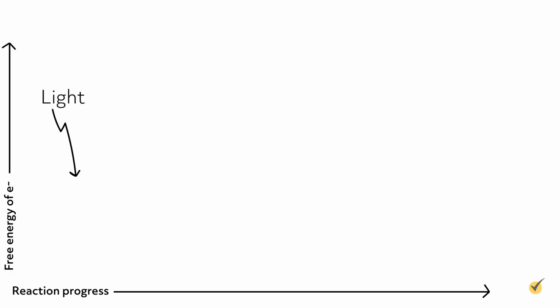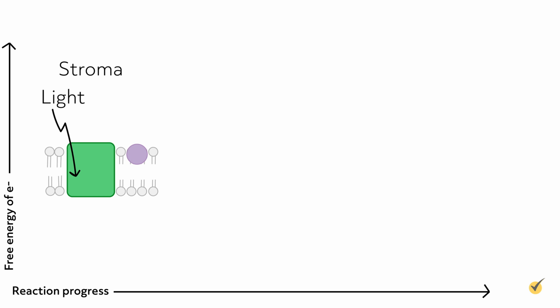Light is first absorbed in photosystem 2, or PS2, and energy is transferred to the reaction center, P680, where it then boosts an electron to a high energy level. PS2 gets electrons from the process of photolysis, where water is split into oxygen and protons, or H+ ions.